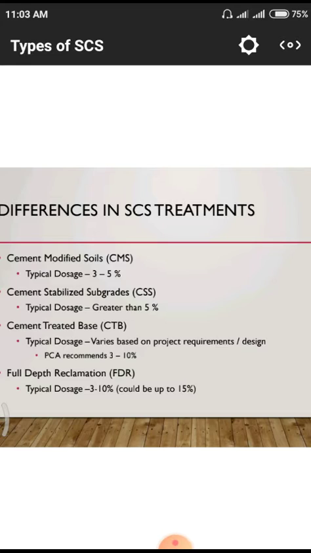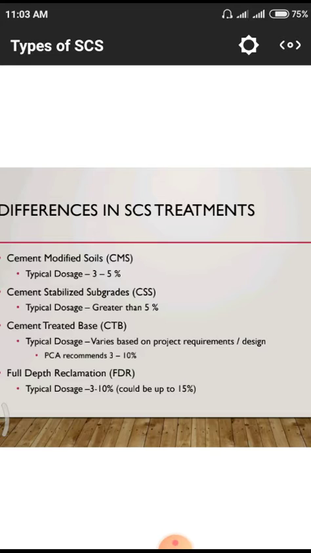0.005 meter cubes of cement. Likewise, if it is 3%, it is 0.003 of cement. Likewise, we have to understand each and every case.